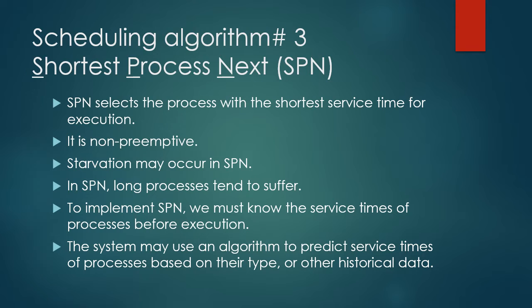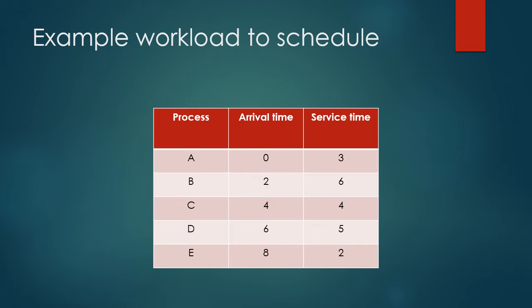To implement SPN, we must know the service times of processes before execution. This is not always possible. The system may use an algorithm to predict service times of processes based on their type or other historical data. Now let us schedule our example workload using SPN.